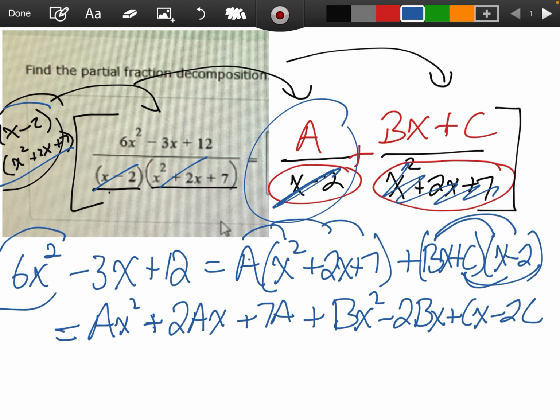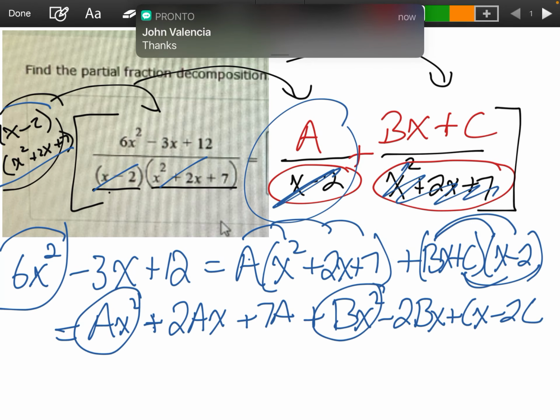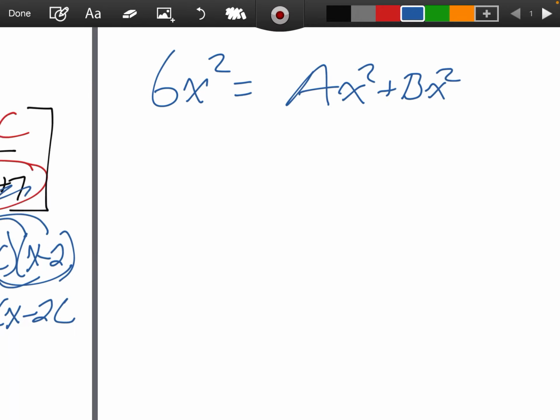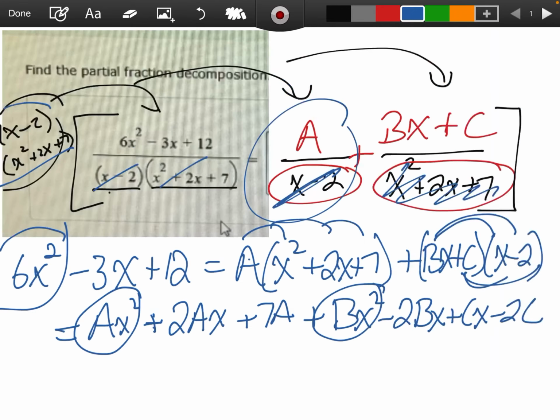Okay, so now let me see if we can put some stuff together. So we're going to do a little stare and compare. So I know here's my x squared, and we have an ax squared and a bx squared. Okay, so now let's take a look here. I'm going to do this on the next slide. So this is going to tell me 6x squared is equal to ax squared plus bx squared.